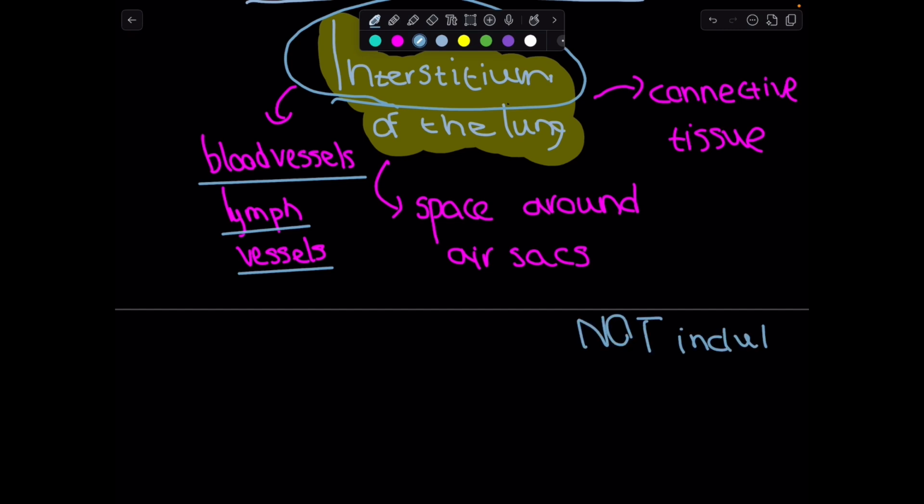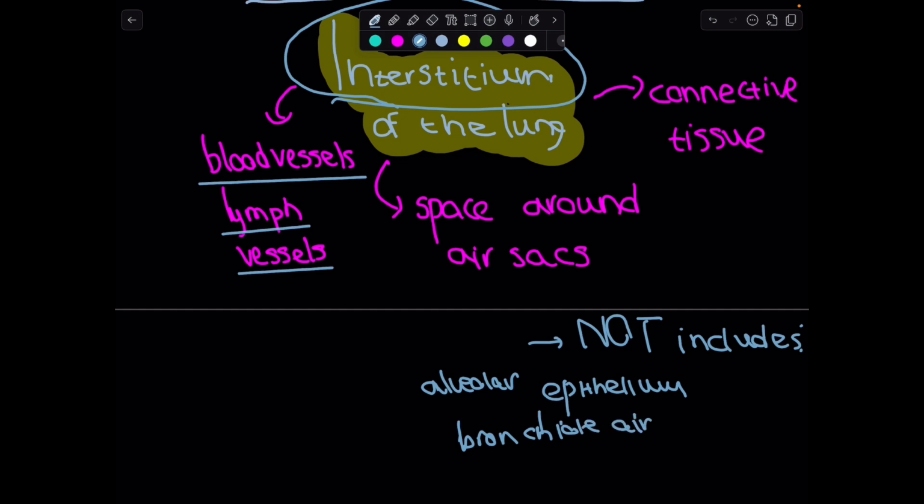The lung interstitium includes connective tissue, blood vessels, lymphatics, and extracellular matrix between the alveoli, but it does not include the alveolar epithelium, the cells lining the air sacs, the air spaces inside the alveoli where gas exchange happens, or the bronchial airways. In interstitial lung disease, only this interstitial tissue gets inflamed or scarred, affecting lung function, distinct from airway-focused diseases like asthma.